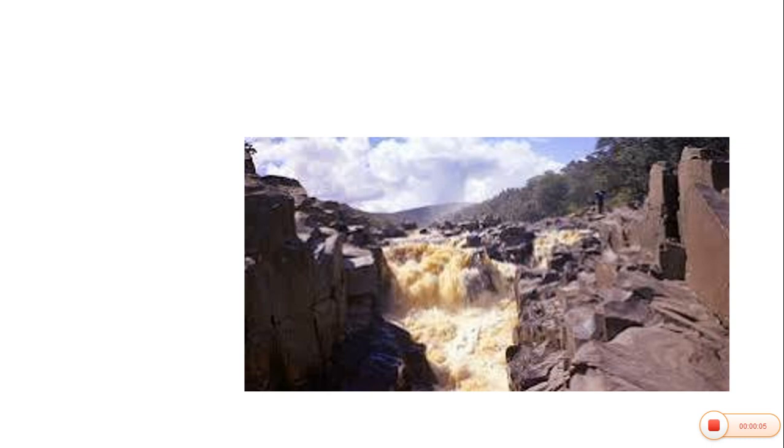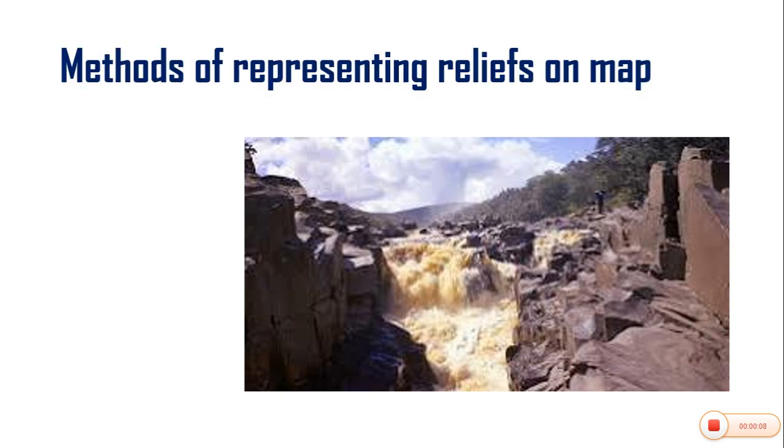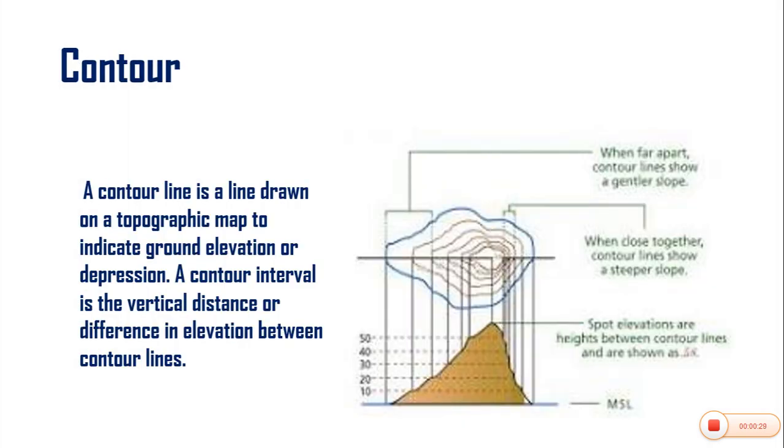Today in geography we're looking at the methods of representing reliefs on a map. This topic is under map interpretation, and in our previous lesson we talked about reliefs and forms of reliefs. So today we're looking at how to represent these reliefs on a map. The first method we're looking at is contour.